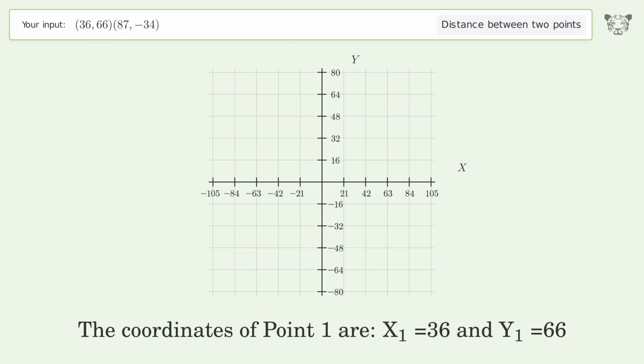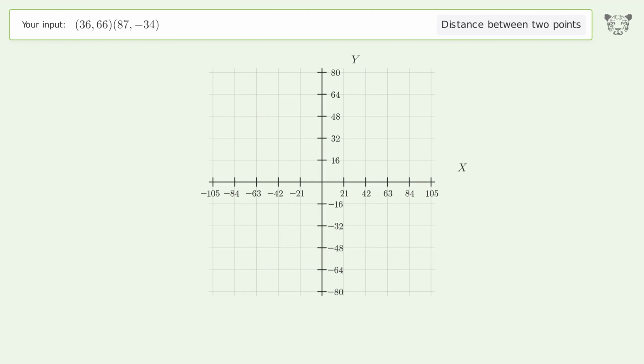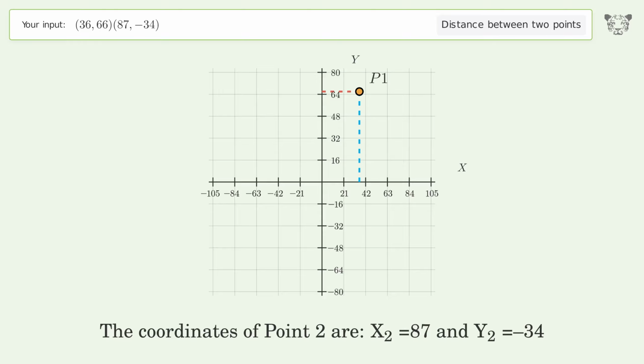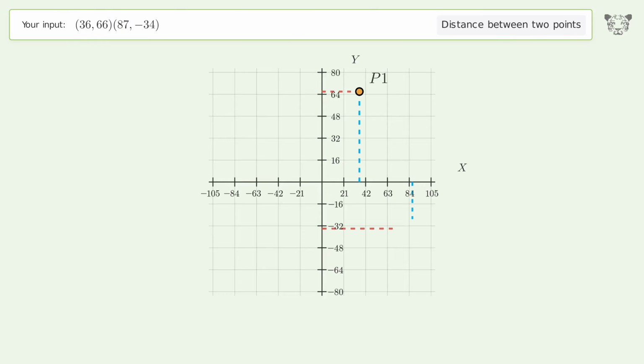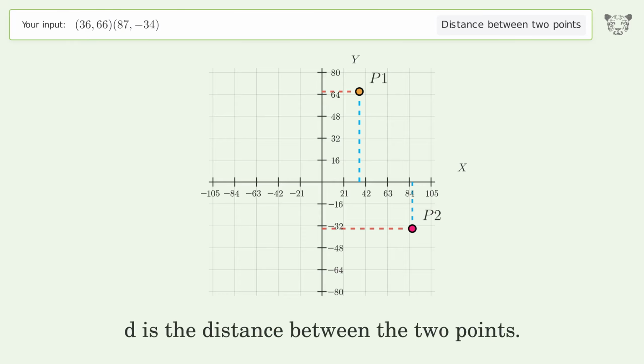The coordinates of point 1 are x1 equals 36 and y1 equals 66. The coordinates of point 2 are x2 equals 87 and y2 equals negative 34. D is the distance between the 2 points.